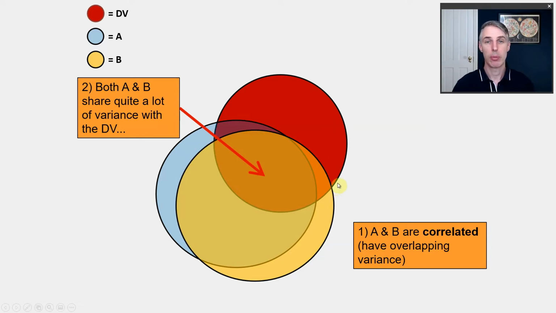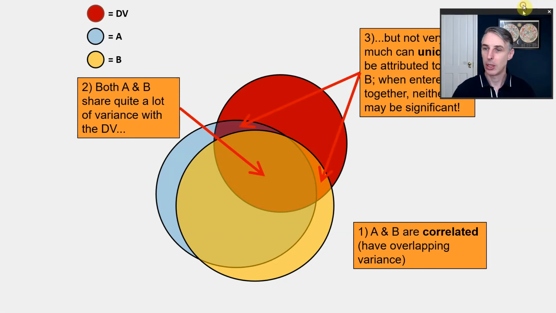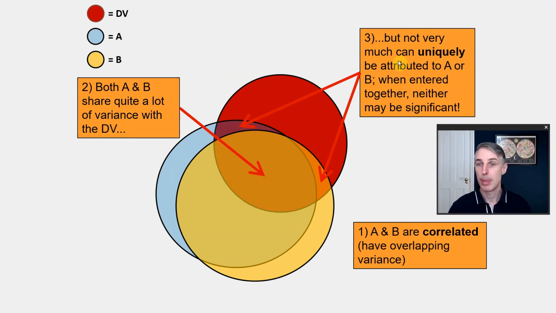So individually, they may be highly significant predictors of the DV. However, when we enter them both together, it turns out, because they're so highly correlated with one another, that very little of that shared variance in the DV can be uniquely attributed to one or the other predictor. Only these tiny little portions up here and down here. So it is possible to have a case in which you have two predictors, each of which individually predicts the DV, but when you enter them together, their correlation with one another means that neither of them turns out to be a significant or unique predictor of the DV.